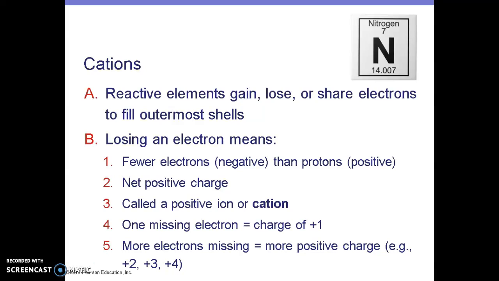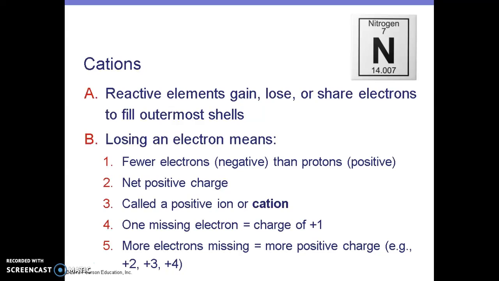So if an atom, let's say nitrogen here, has 7 protons and 7 electrons, and it lost 1 electron, then it would have 7 positive charges, 6 negative charges, and have a positive overall charge. It doesn't work this way for nitrogen, but nitrogen's up there on the slide. So losing an electron means that there are fewer electrons. It produces a positive charged ion called a cation.